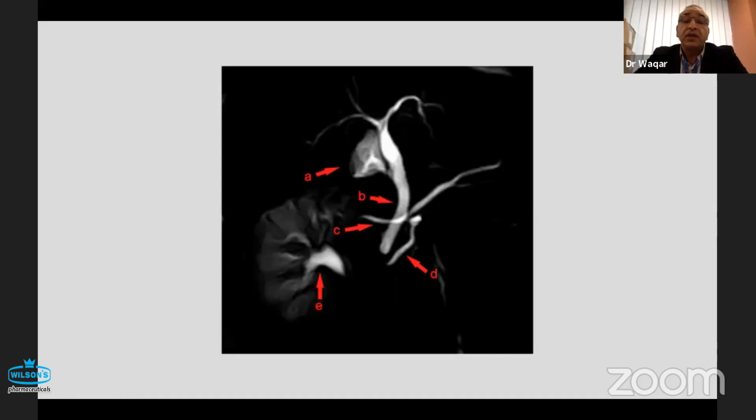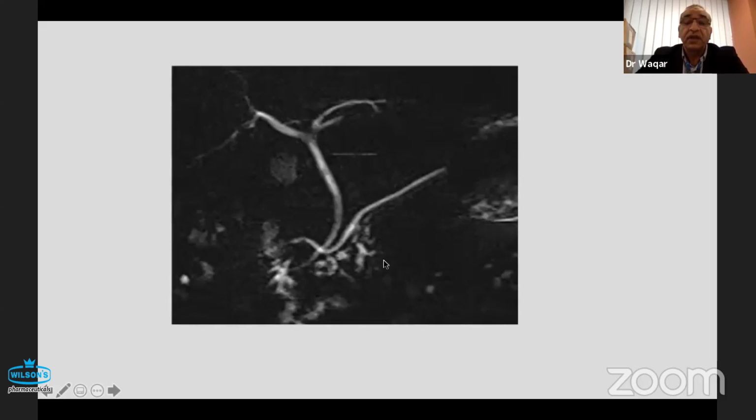You can see the pancreatic duct crossing the common bile duct to open up into the minor papilla, which is there, whereas the common bile duct and the accessory pancreatic duct open into the major papilla. It is a very telltale sign. And again, another image of the major pancreatic duct going into the minor papilla and the common bile duct going into the major papilla.